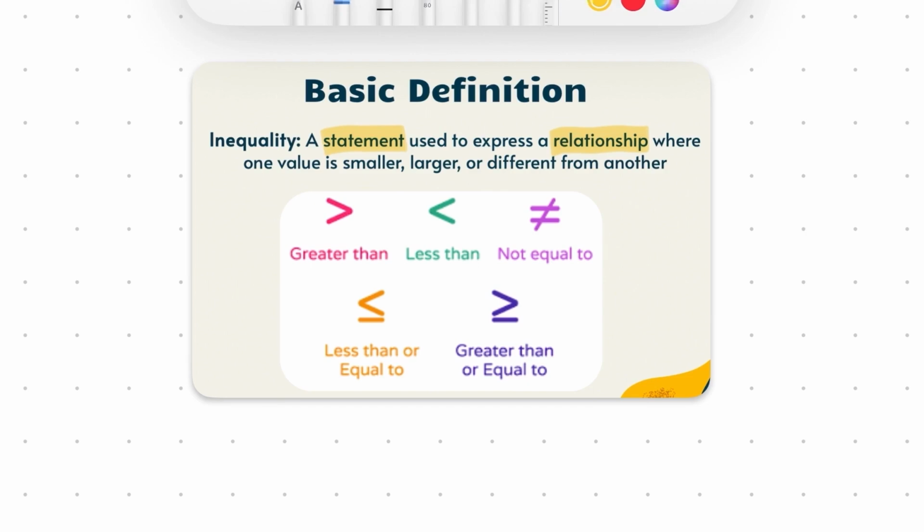One important thing to note is that an inequality never includes an equals symbol, which looks something like this. So if I said something like 5 is equal to 5, that would not be an example of an inequality. Only the symbols that you see over here are examples of inequalities.